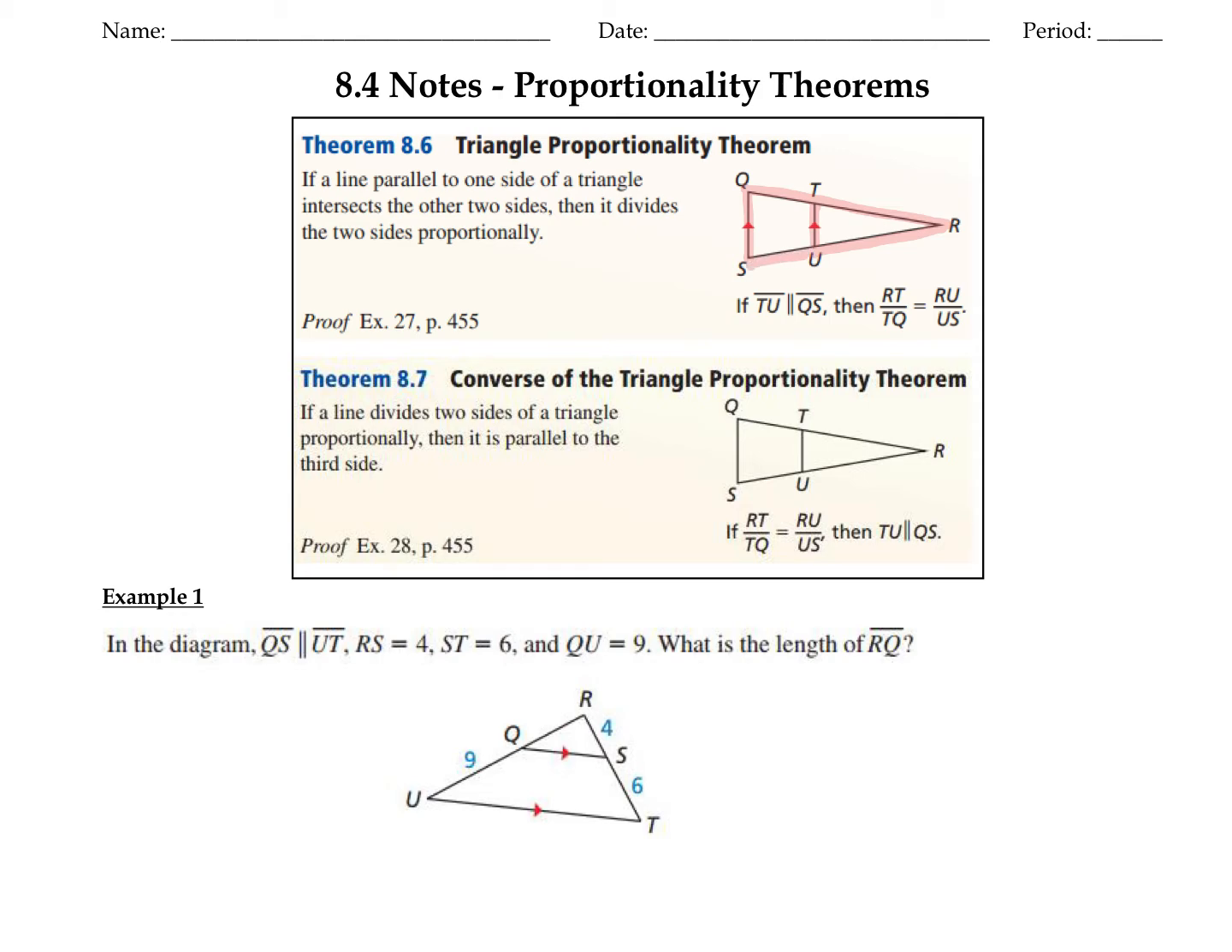The converse says if a line divides two sides of a triangle proportionally, then we know it's parallel to the third side. So if we know RT over TQ is equal to RU over US, then we know that the lines have to be parallel. So the first one is if the line parallel to one side of the triangle intersects the other two sides, then it divides it proportionally. So this is if P, then Q, and then the converse goes backwards. So if the line is divided proportionally, then you know it's parallel.